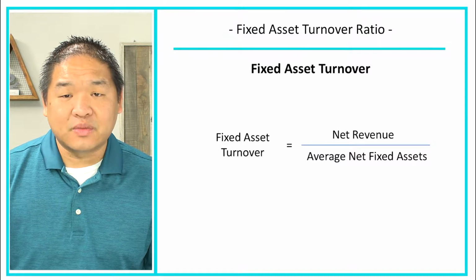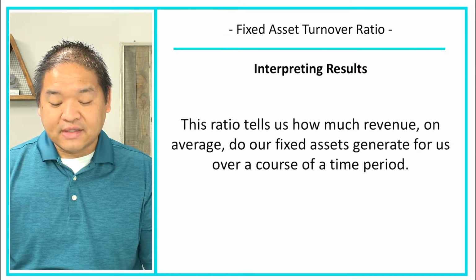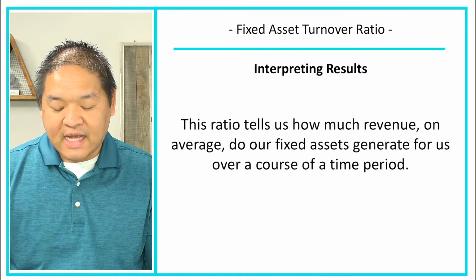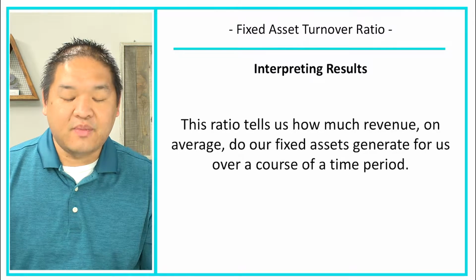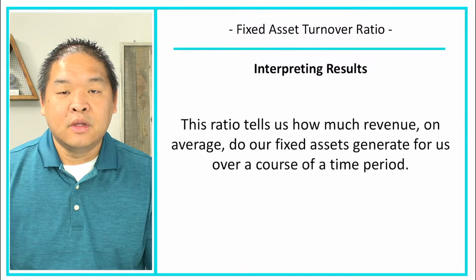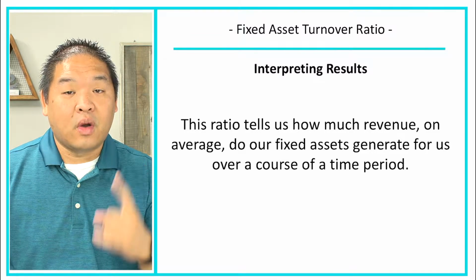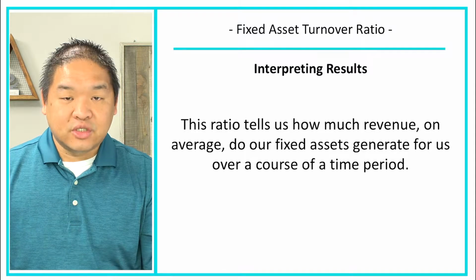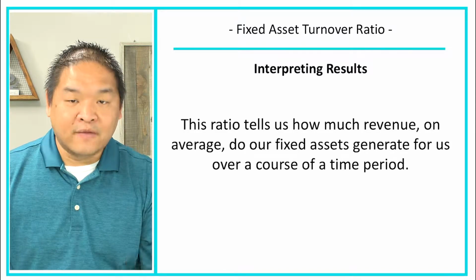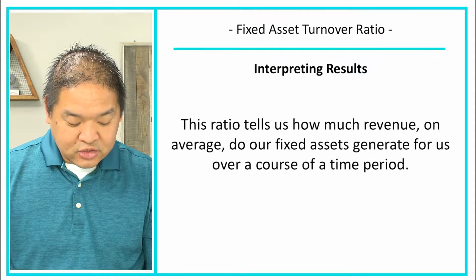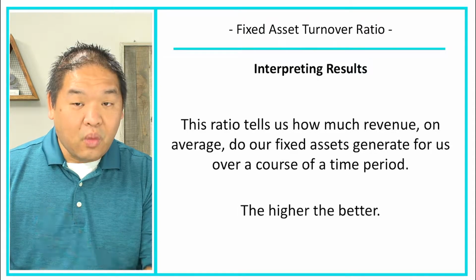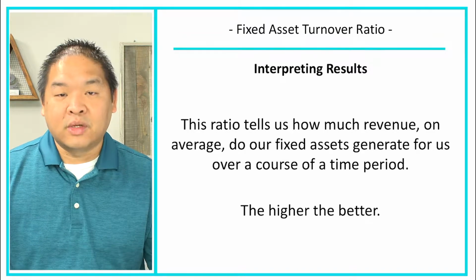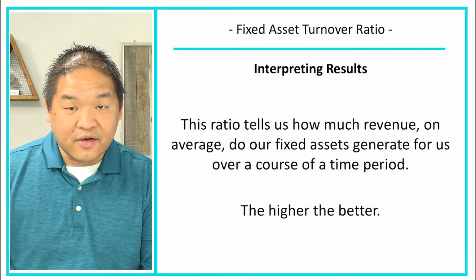Now, how do we interpret the results? Well, the ratio tells us how much revenue on average our fixed assets generate for us over a period of time. The way that I like to think about it is, for every $1 that we invest in an asset, how much is it returning to us in revenues or net sales? So the higher the number, the better the results.